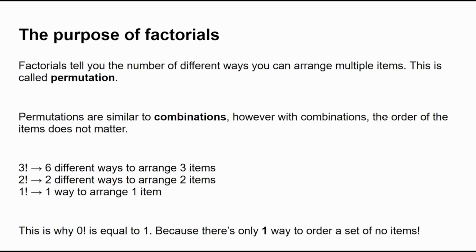Factorials essentially tell you the number of different ways you can arrange multiple items, and this is called a permutation. Permutations are similar to combinations, but with combinations, the order of the items does not matter. To give you an example, let's say I have a red ball and a black ball. I have these 2 balls. There would be 2 different ways to arrange this if the order mattered. I could arrange it with the red ball first and then the black ball, or I could do the red ball second and the black ball first. So 2 different ways to arrange this. That's why 2 factorial is equal to 2. But with combinations, the order doesn't matter, so there would really only be one way.